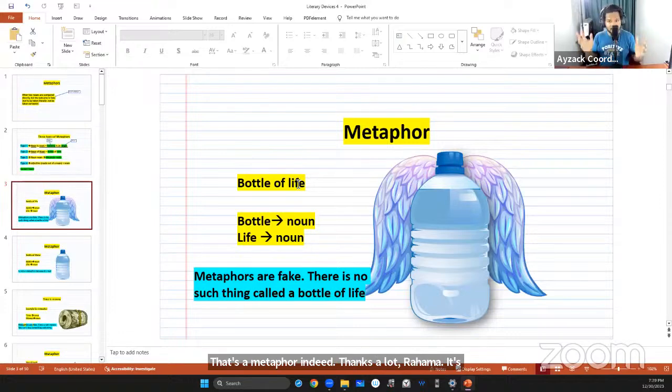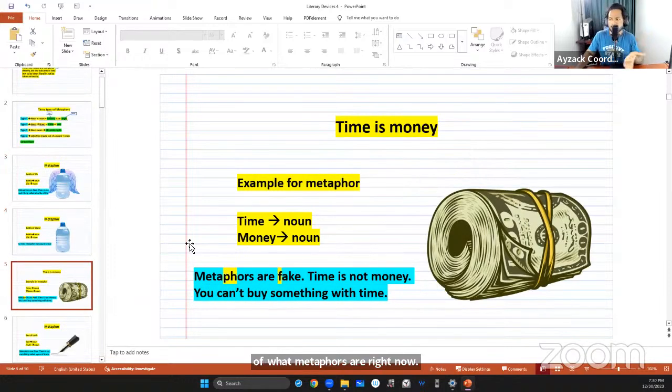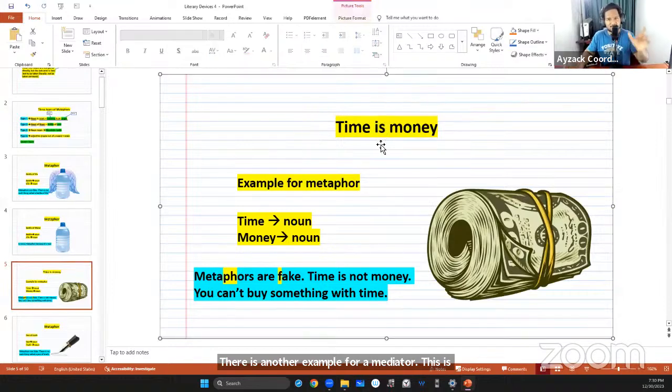Regardless, I'm sure you have a good understanding of what metaphors are right now. There is another example for a metaphor. This is the first kind: one noun is equal to another noun. For example, Fatima is an angel. Javed sir is a king of literature. Fatima's mama is a Hitler. Those are metaphors. So time is money is also a metaphor.